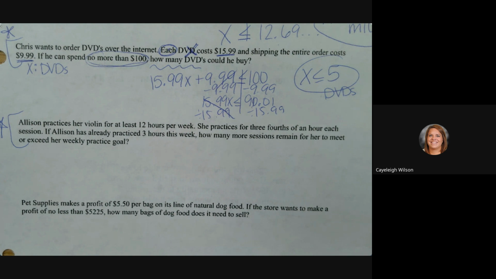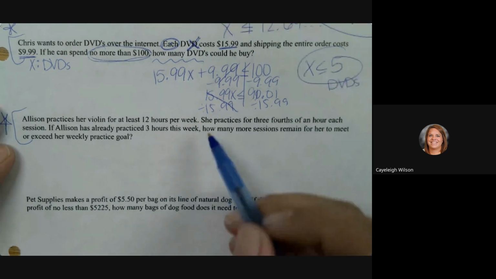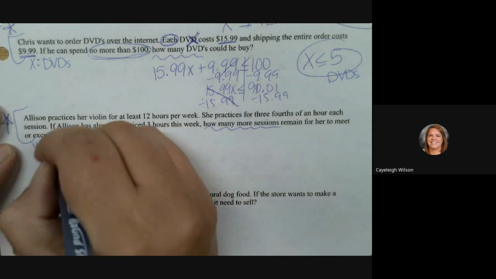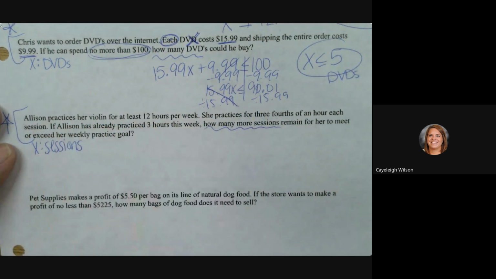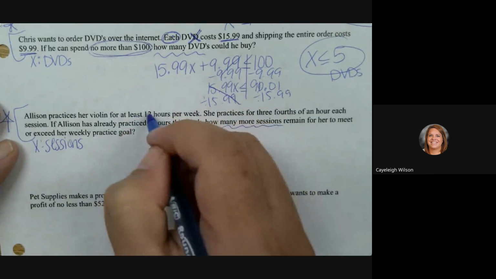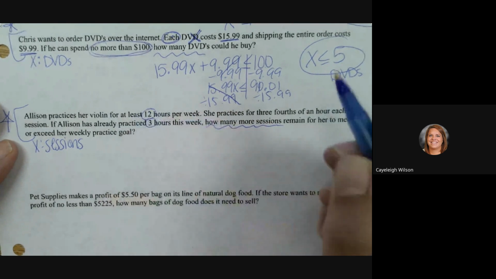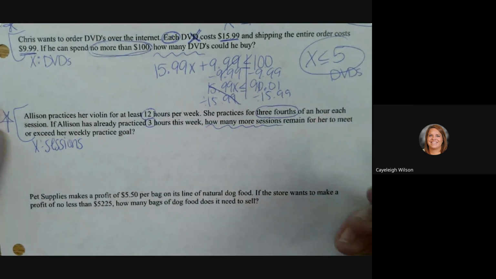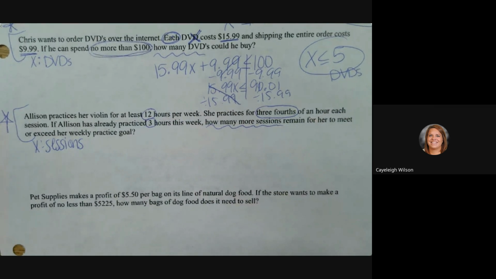All right, I'm gonna talk about just defining your variable here. So it says how many more sessions. So x is sessions. When you go back through, you're looking for the number that says sessions on it. So what's the only one that you see sessions next to?